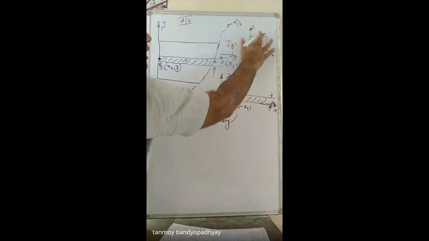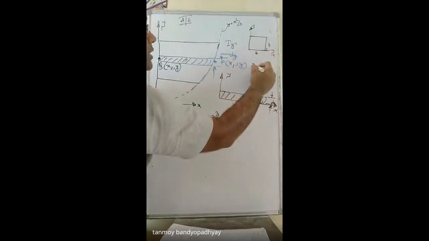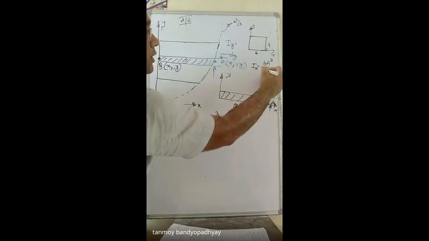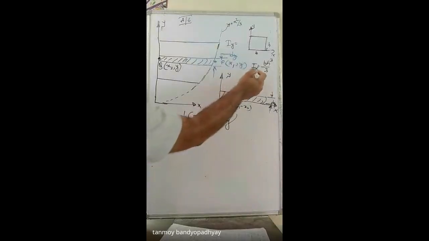So suppose this is a rectangle. For this rectangle, the base is b, height is h. So what should be Ix? Ix was about its base. It is always bh cube divided by 3. In this case, Iy is about the base actually. So about the base, that is bh cube.